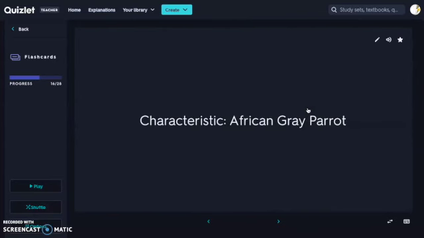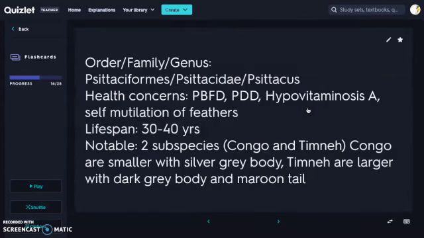Next, we have our African gray parrots. So African grays are Psittaciformes and Psittacidae, and then the genus is Psittacus. So we have two species, or two subspecies rather. Health concerns are PBFD, PDD, hypovitaminosis A, so hypo is low, low vitamin A. So they oftentimes do not have enough vitamin A in their diet. They also will self-mutilate their feathers. So again, if you are not keeping this bird entertained, if you are not giving them toys, interacting with them on a regular basis, taking them out, letting them engage in their environment, they will start to mutilate their feathers.